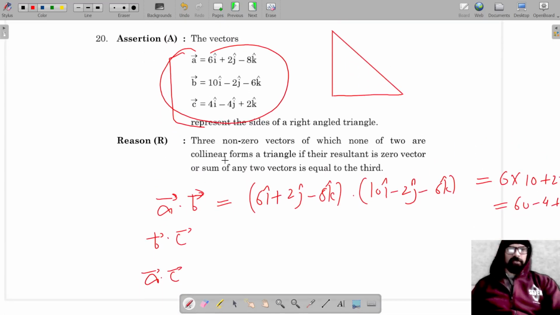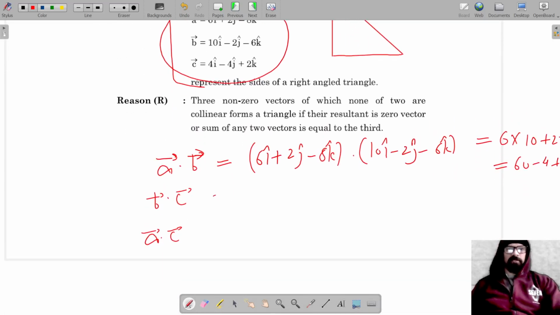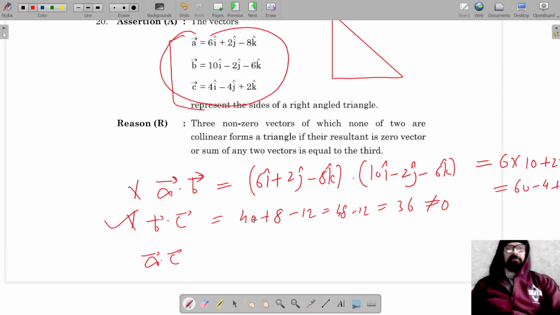Let's find the dot product of B and C. The dot product of B and C would be 40 plus 8 minus 12, which is 48 minus 12, which is 36, which is not equal to 0. So that means these two are not perpendicular. Now let's find the dot product of A and C.